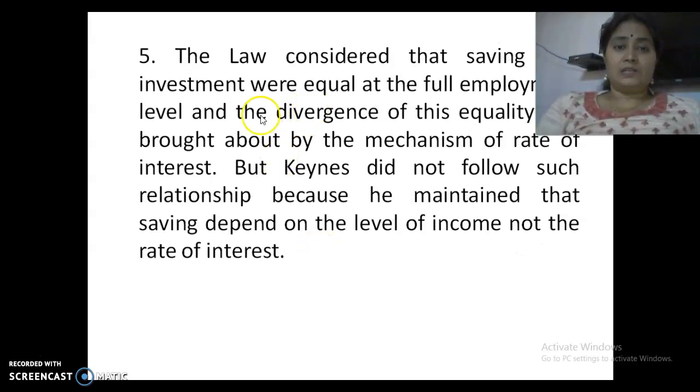Another limitation is that the law considered that savings and investment were equal at full employment level, and that divergence of this equality was brought about by the mechanism of rate of interest. But Keynes did not follow such a relationship because he maintained that savings depend on income, not on the rate of interest. Though the classical economists assumed that savings depend on interest rate, Keynes refuted their assumptions, and maintained that savings depend on income, not on the rate of interest.